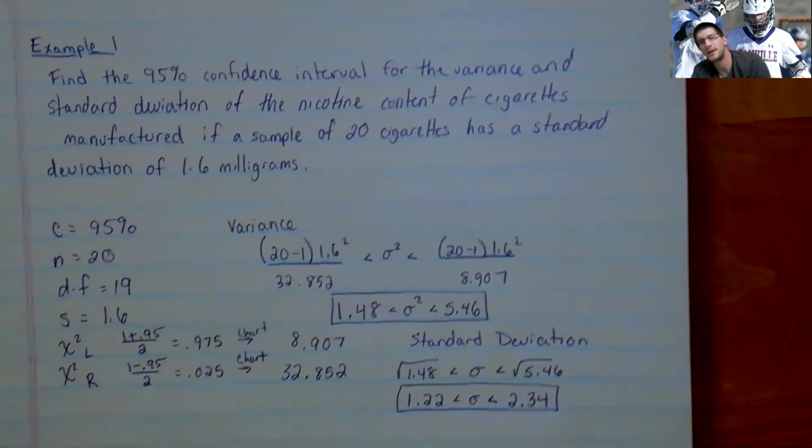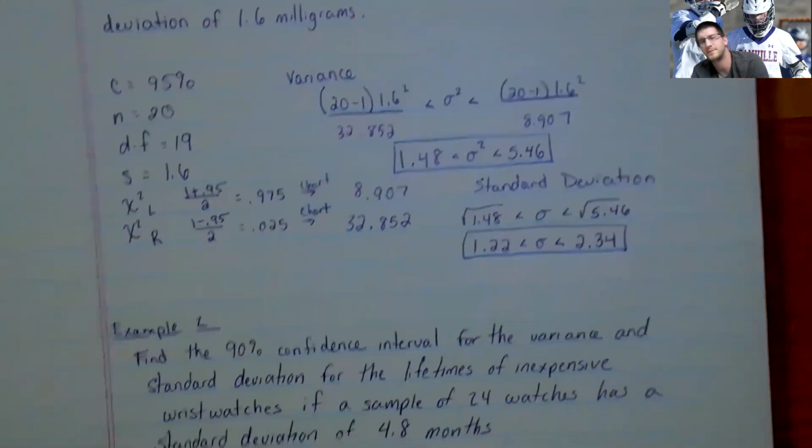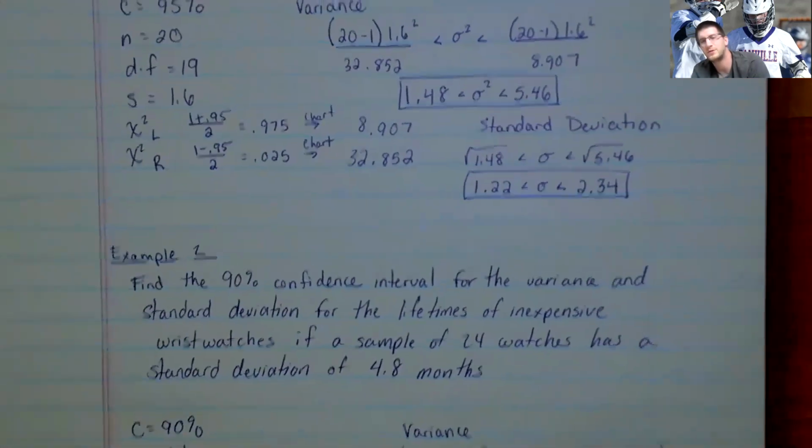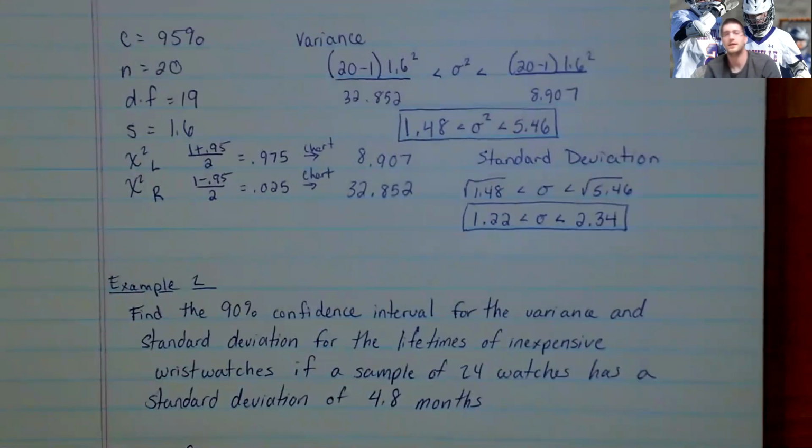All right, let's look at a second example. The second example I want you to try on your own. It says find the 90% confidence interval for the variance and standard deviation for the lifetimes of inexpensive wristwatches if a sample of 24 watches has a standard deviation of 4.8. So very similar to the last problem, they gave us a confidence level, they gave us an N value, they gave us a standard deviation. We've got to go through and solve it.